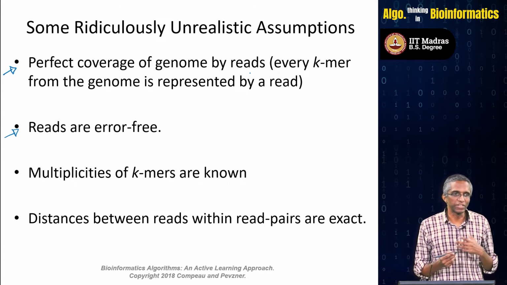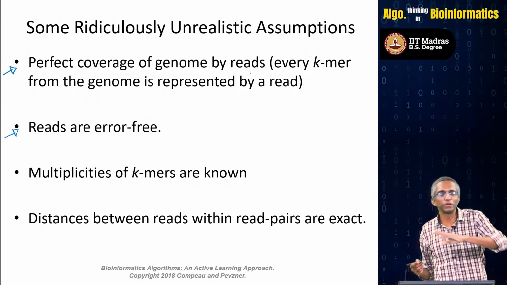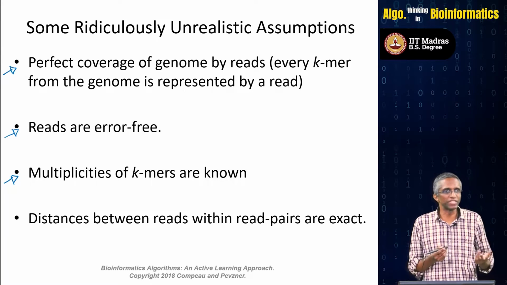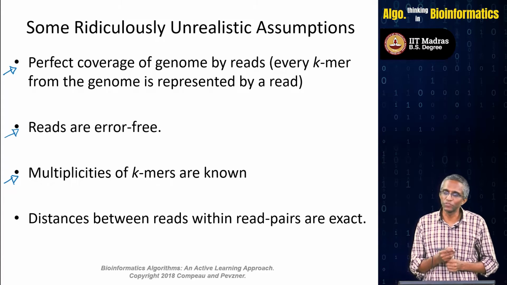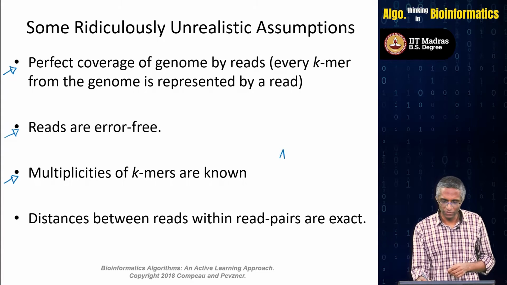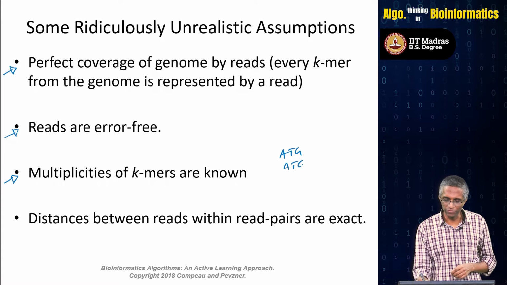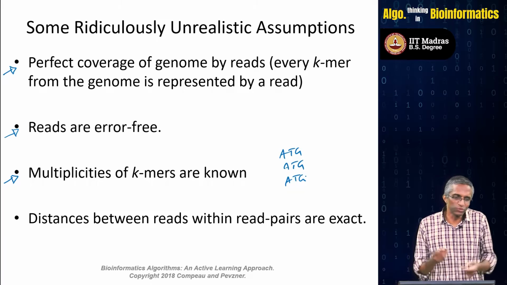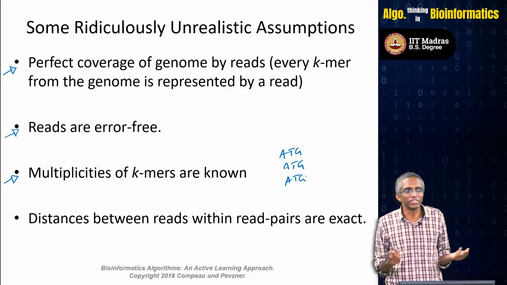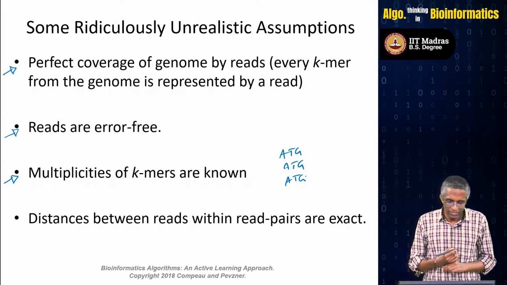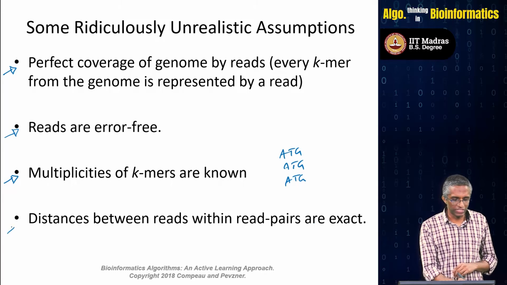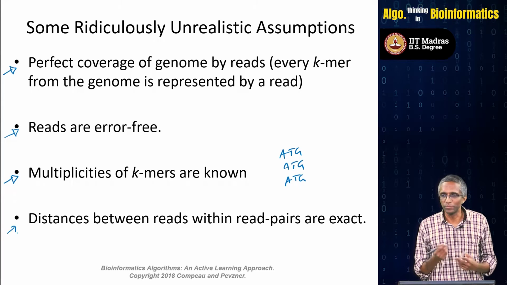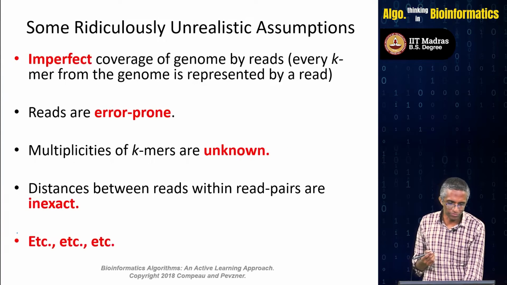Some of the k-mers may be represented more, and some of them may be represented less. And the multiplicities, the number of times a k-mer duplicates, the number of copies of a k-mer, were also assumed known. So, for instance, we said that ATG was present 3 times. This we may not know in exact experiments, right? We may just know that ATG is present. We may not know exactly how many times it is present in the genome. And we assumed the distances between reads within a read pair are exact. Again, this is just a distribution around some distance and not always precisely some simple small number.